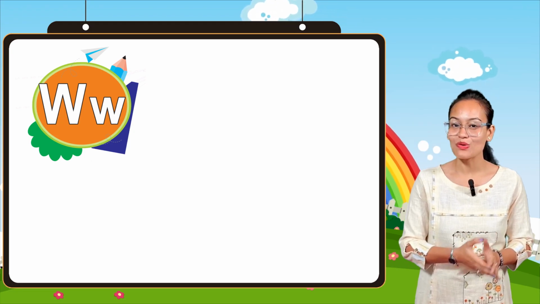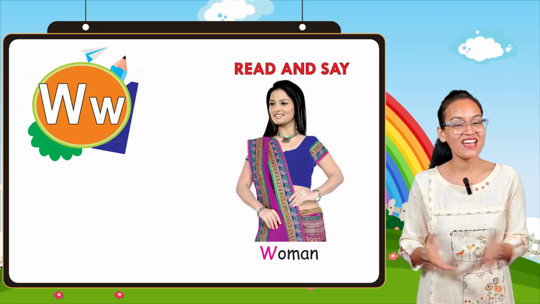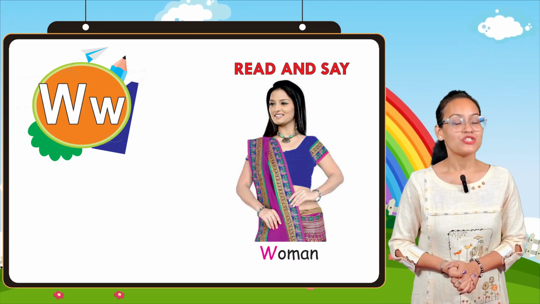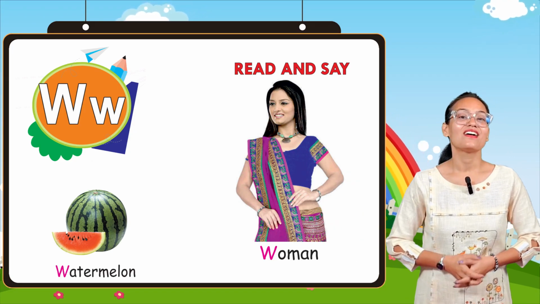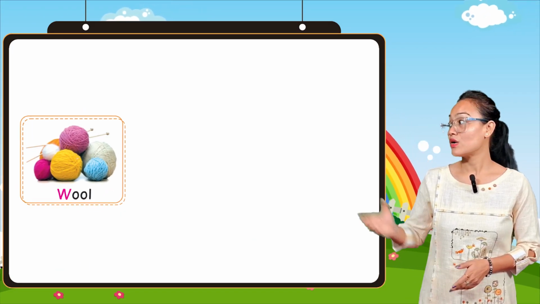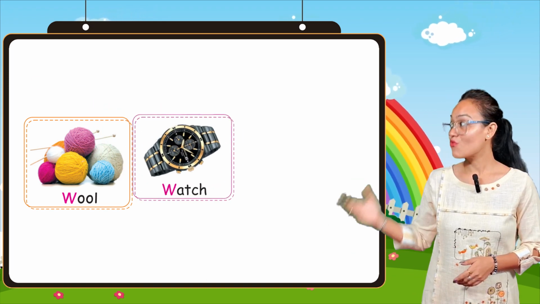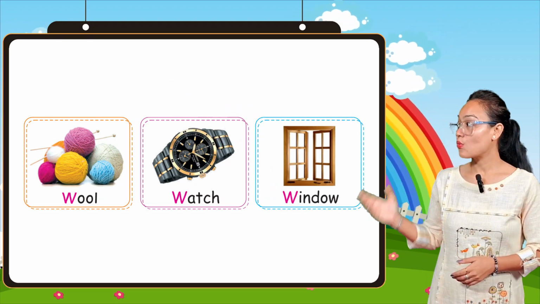Alphabet W. Capital W, small w. Read and say: W for woman, W for watermelon, W for wool, W for watch, and W for window.